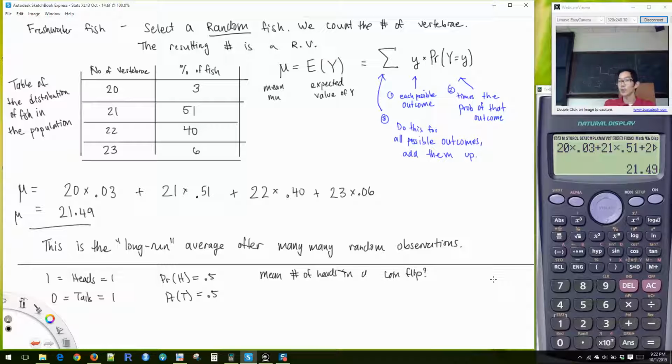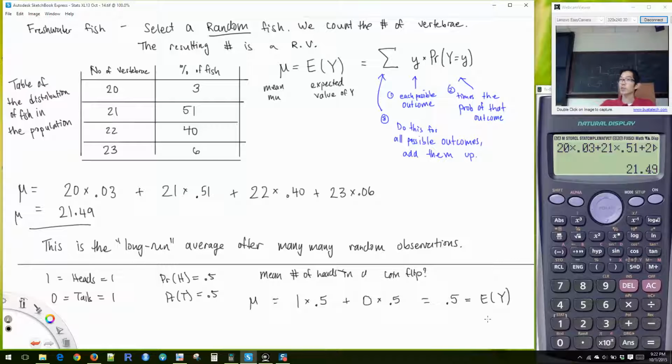It would be 0.5. I would take each outcome, right? So one possible outcome is 1, and how often do we get the number 1? We get it with probability 0.5. And then the other outcome is 0, and how often do I get 0? With probability 0.5. And so when I do this, I get 0.5. This is my mean, or expected value.